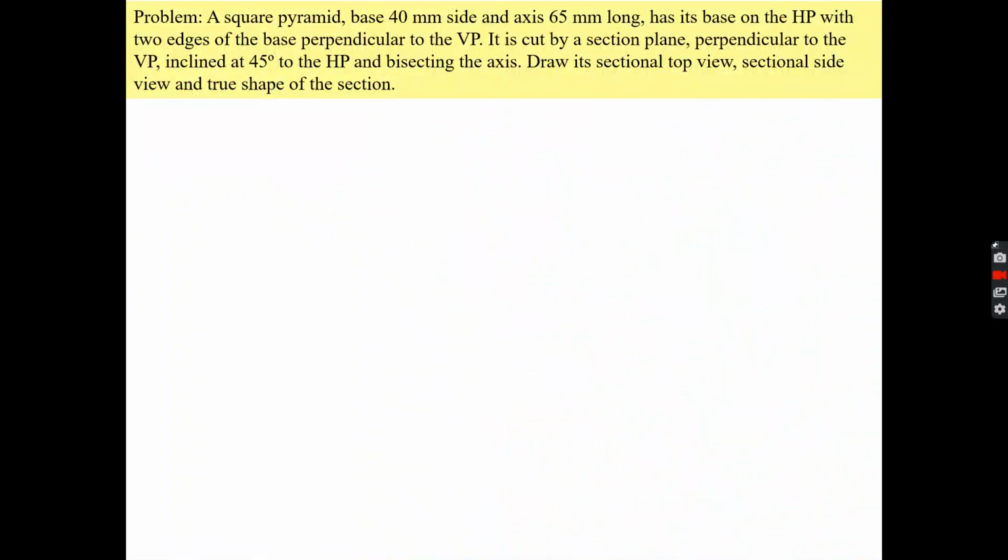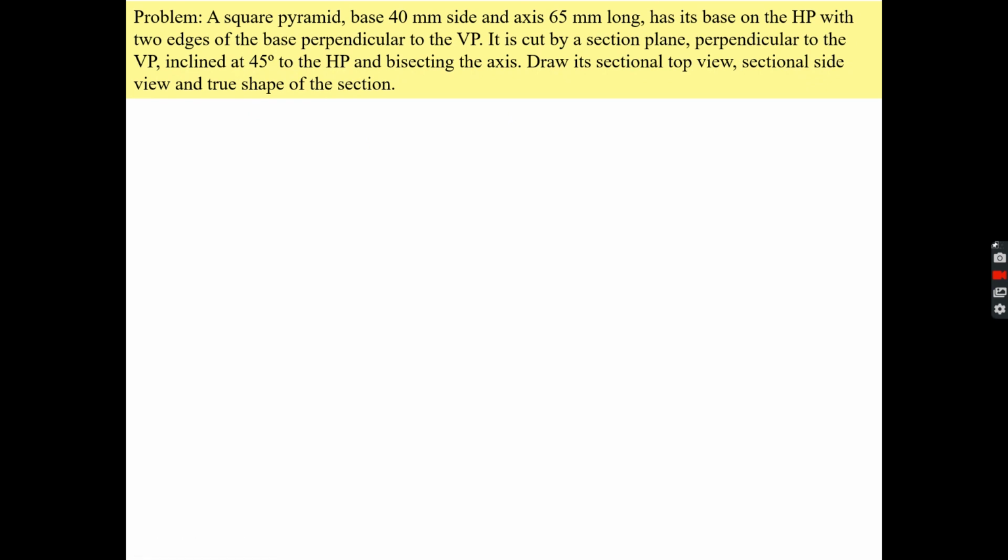So now it is your first example problem. It is given that a square pyramid, base 40 mm side, axis 65 mm long, has its base on the HP with two edges of the base perpendicular to the VP. It is cut by a section plane perpendicular to the VP, inclined at 45 degrees to the HP, and it is bisecting the axis. Draw its sectional top view, sectional side view, and true shape of the section. So how will you start?